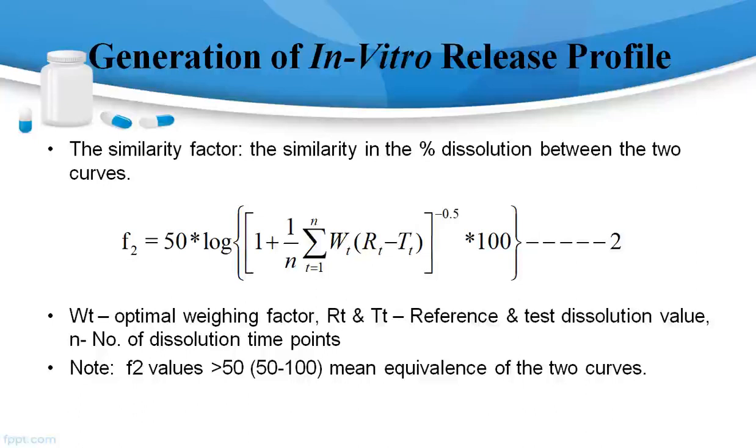N represents the number of dissolution points, and F2 is greater than 50, or it may lie between 50 to 100. This means equivalence of the two curves is perfect.